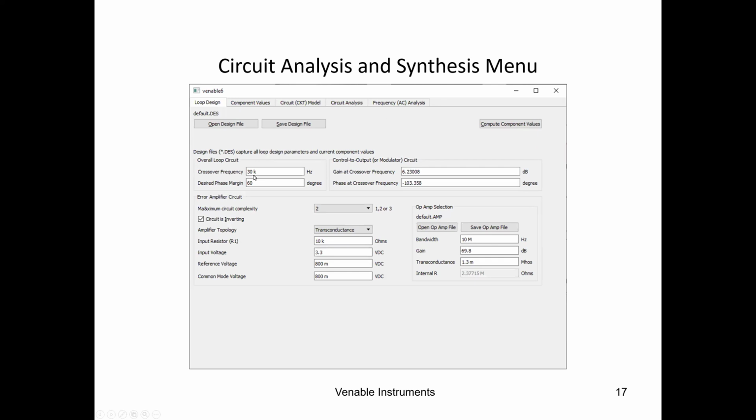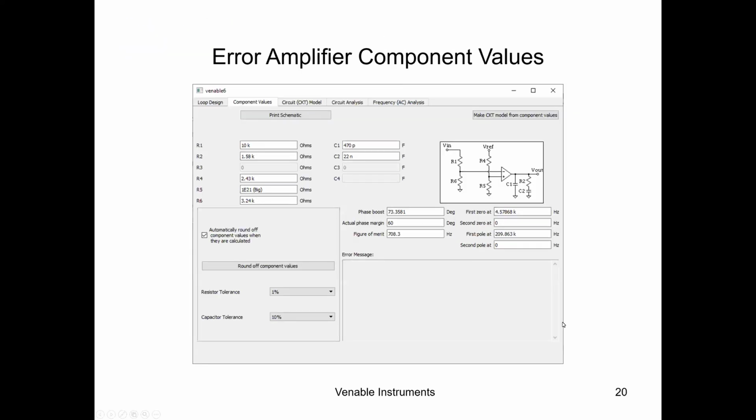Once you're done with this part, you can hit compute component values, and that will bring you to this window. And then you can round. It'll give you exact values, and you can round these values off to the ones that you're actually going to use.